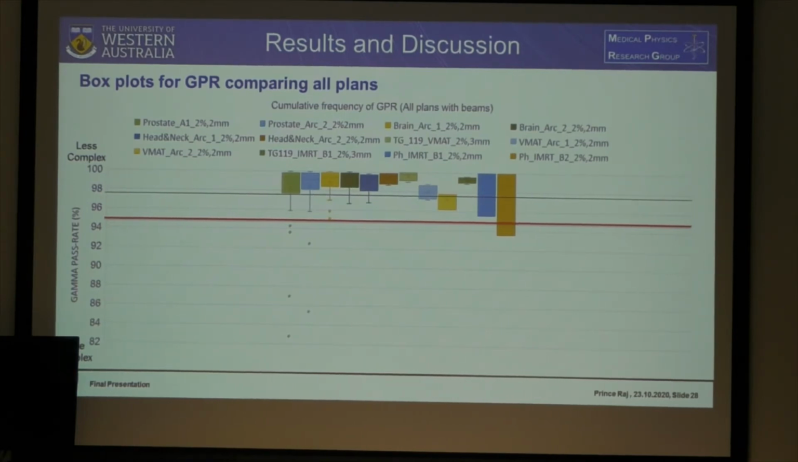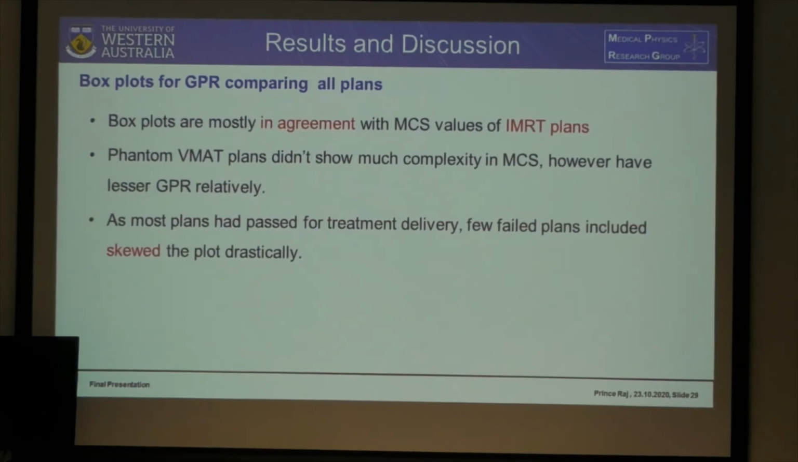And there are some failed plans which we included in the study as well. However, we couldn't find more failed plans. We just included around 5 failed plans, which are shown in these pass rates. These are in agreement with the IMRT plans for MCS, and also the phantom plans didn't show much complexity in MCS. However, they had a relatively low gamma pass rate. Probably the failed plans are the reason for the skewness of the plot as well.